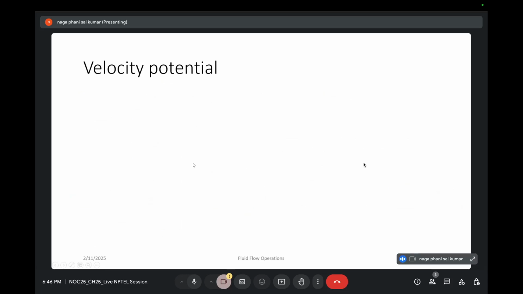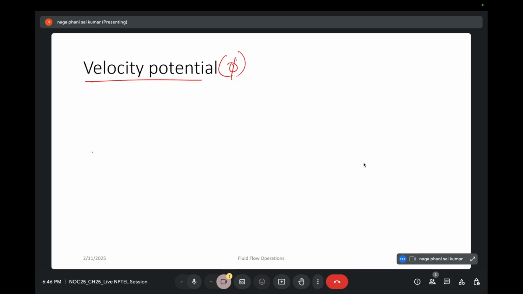Then we have velocity potential. For this, let's consider a flow that takes place in a pipeline with a pressure difference, and the direction of the flow will take place from higher pressure to lower pressure, obviously. Thus, velocity of flow in a certain direction will depend upon the potential difference, which is the velocity potential and is denoted by phi.